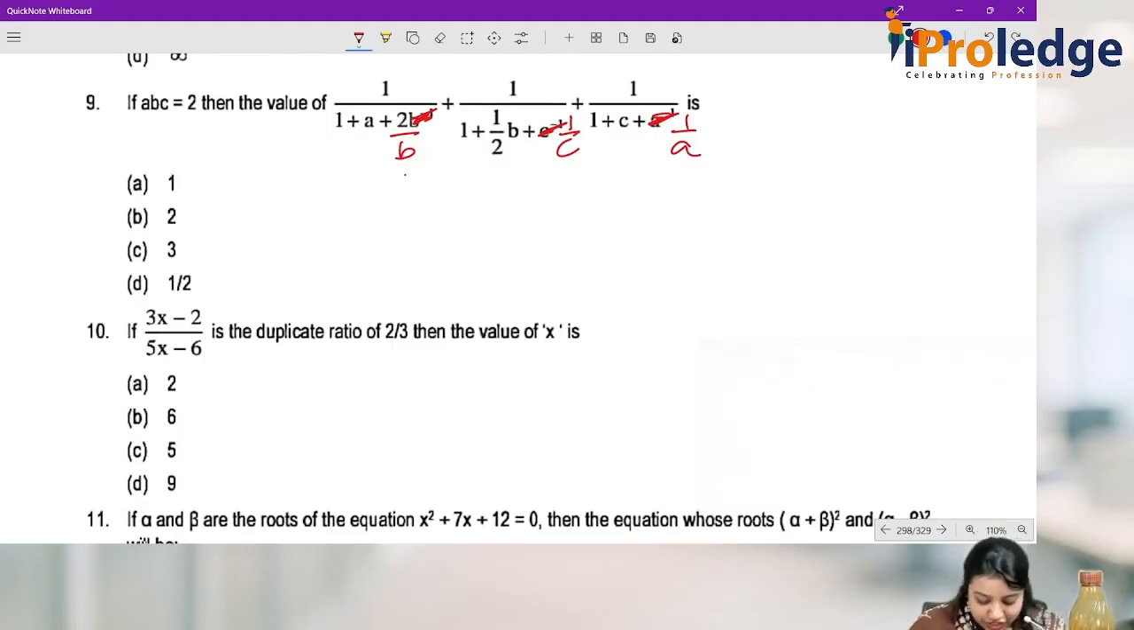What is the duplicate ratio of 2 by 3? What is the duplicate ratio of 2 by 3?